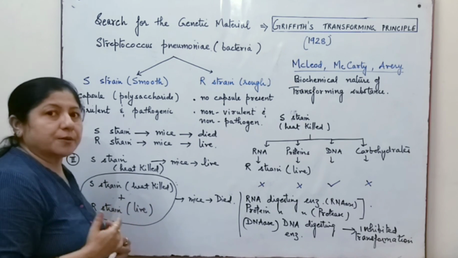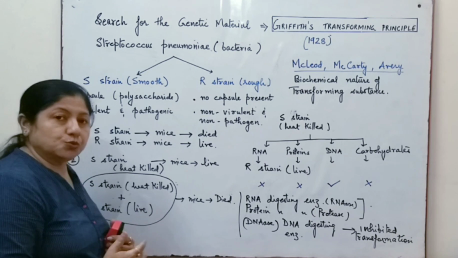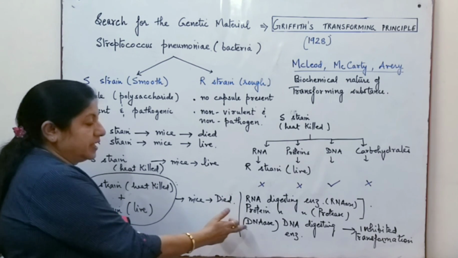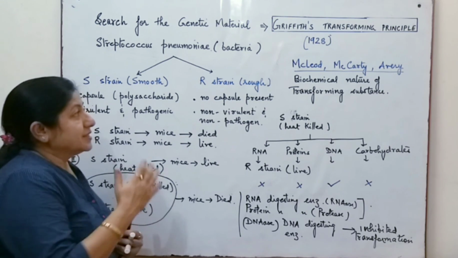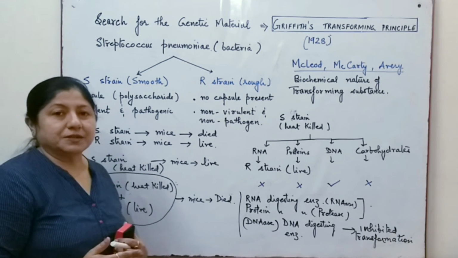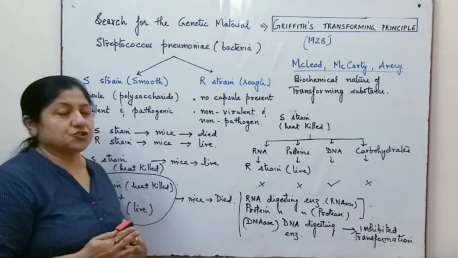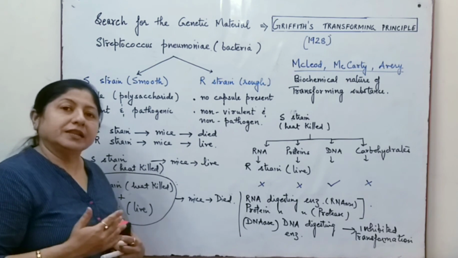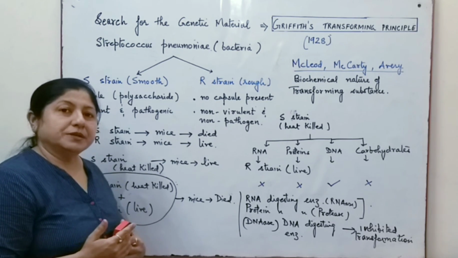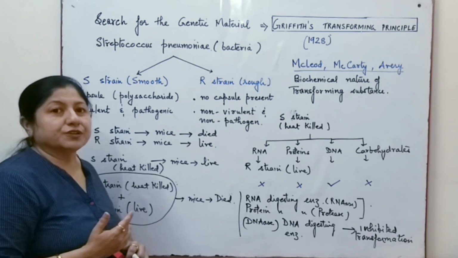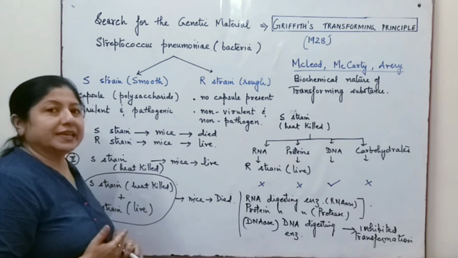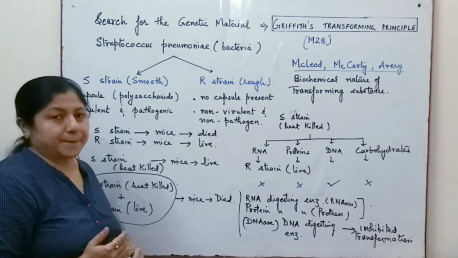and therefore the traits are passed from one generation to the other with the help of DNA. So this is the first set of experiments that conclusively established that DNA is the genetic material. Later on, several experiments by Hershey and Chase, and Meselson and Stahl, all proved conclusively that DNA is the genetic material. Thank you.